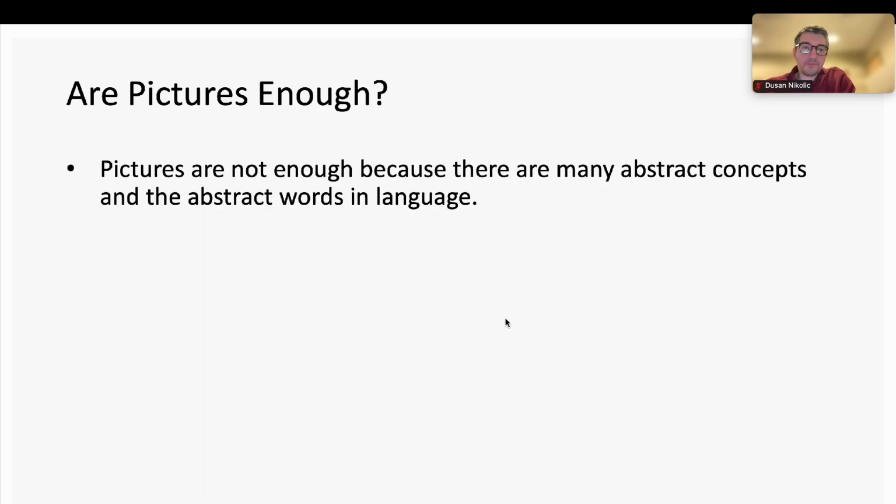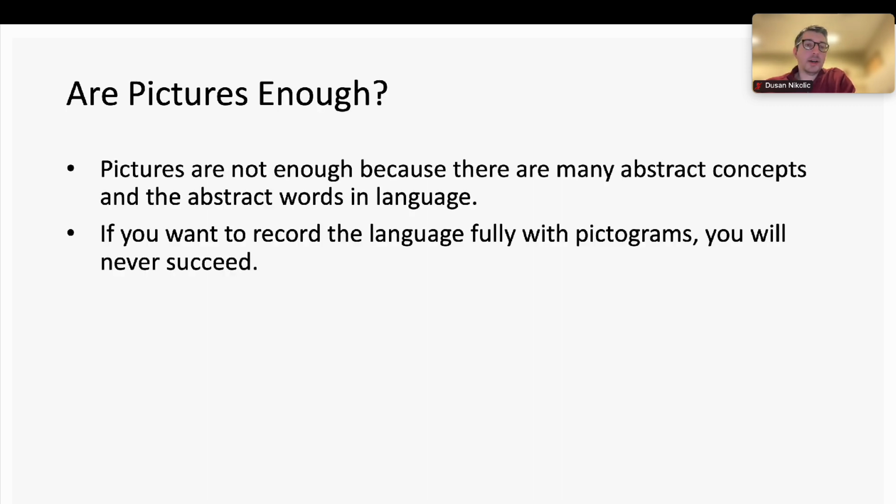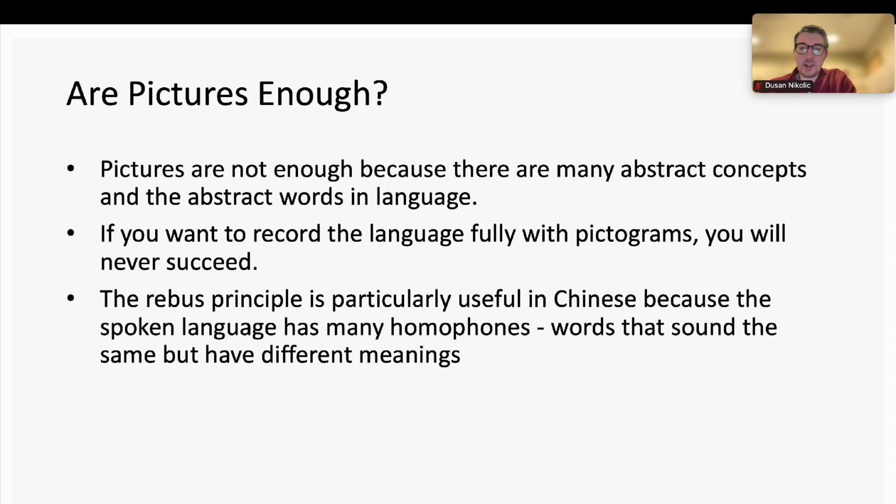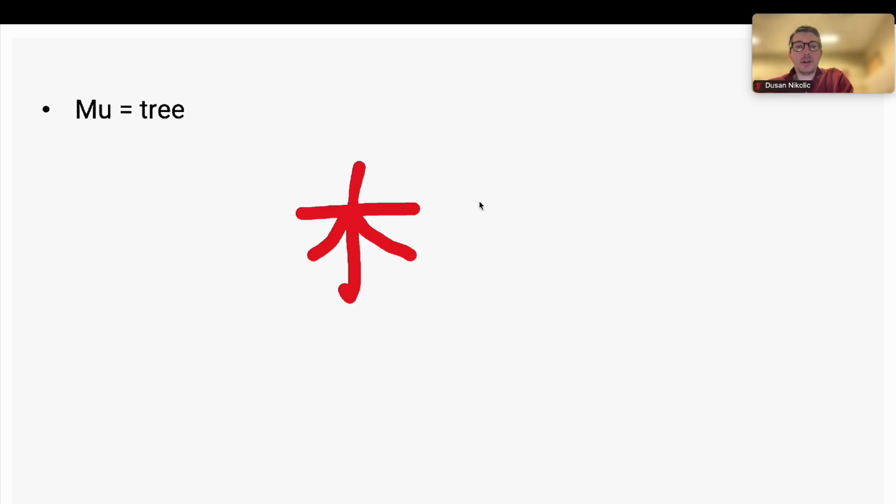And what we mean by phonemic and morphemic components is that pictures are not enough. If you want to record language fully with pictograms or with some kind of logograms, that's not enough. So words that sound the same but have different meanings are called homophones, and homophones are very present in Chinese. For example, this one can mean a tree or a wood, as I found out in the class. And if we add three dots next to it, it means to wash oneself or to bathe, right?